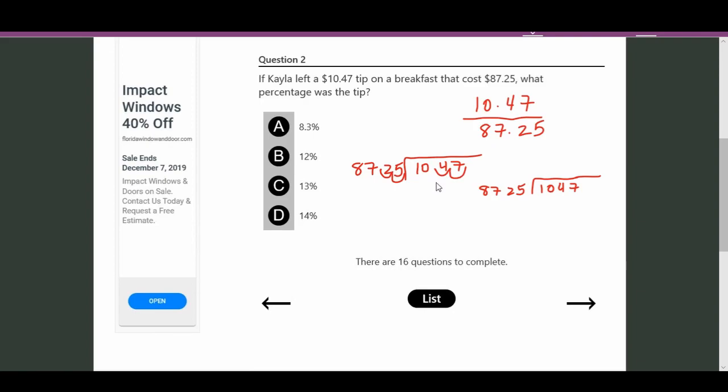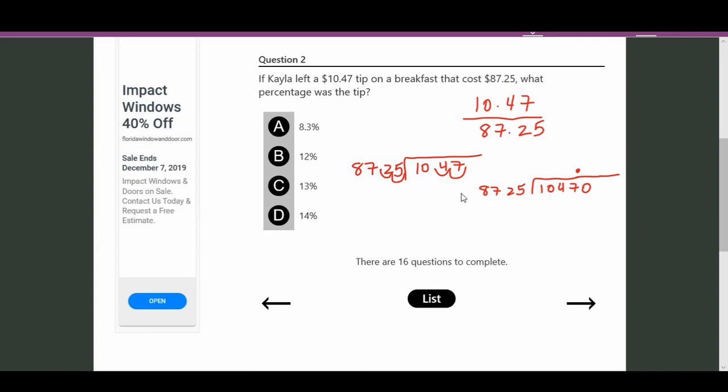Okay? So now I'm asking myself, how many times does 8725 go into 1047? It doesn't. So what I have to do is add a 0 here, and by adding that 0, that's going to prompt me to put a decimal place right there. Okay? Now the question is, how many times does 8,725 go into 10,470?